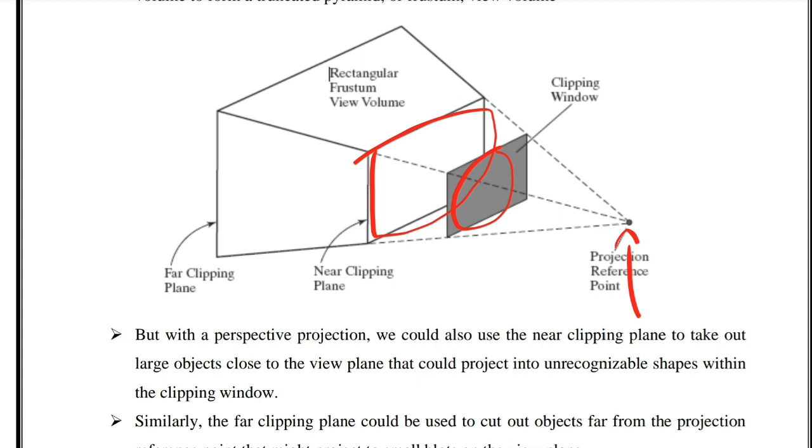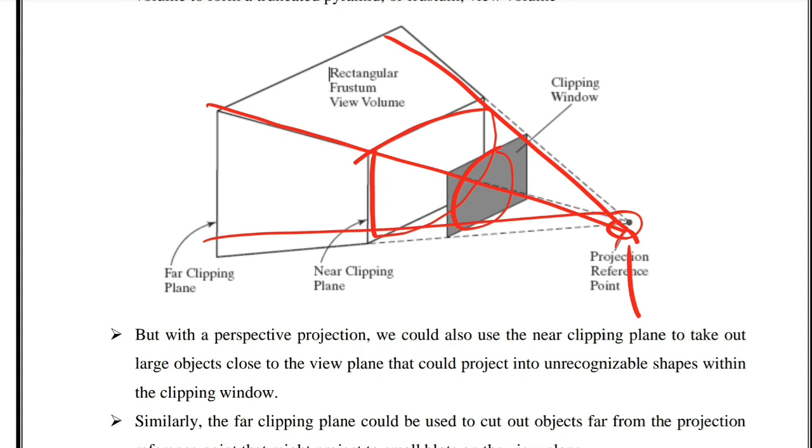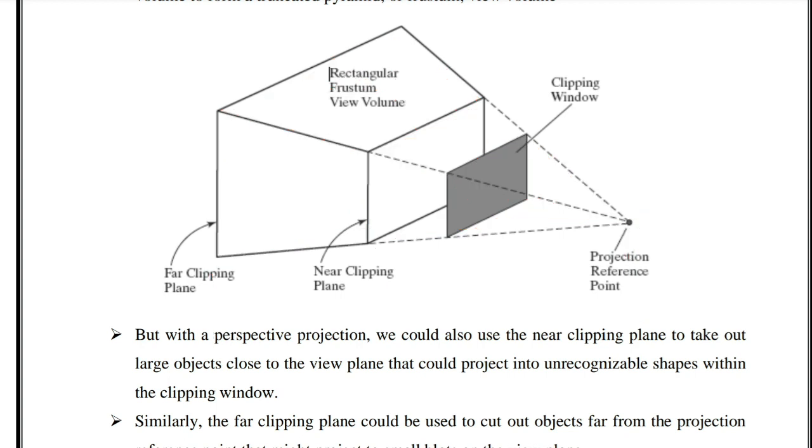And since in the previous one it was a rectangular parallelepiped, right? But since here it is merging to the same point, it will not be a rectangular parallelepiped, but it will be a rectangular frustum, and the volume formed in between the near plane and the far clipping plane is the rectangular frustum view volume. Okay, for now just focus on the key concepts.